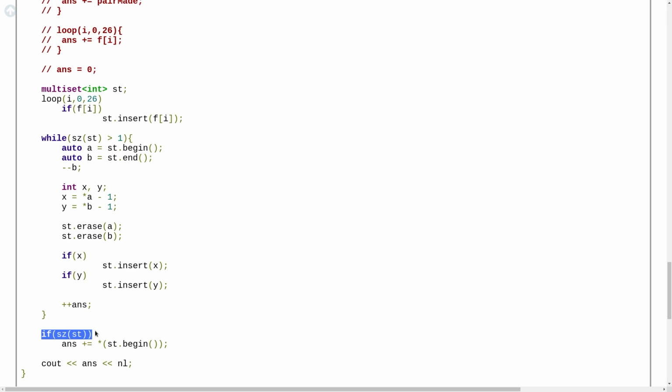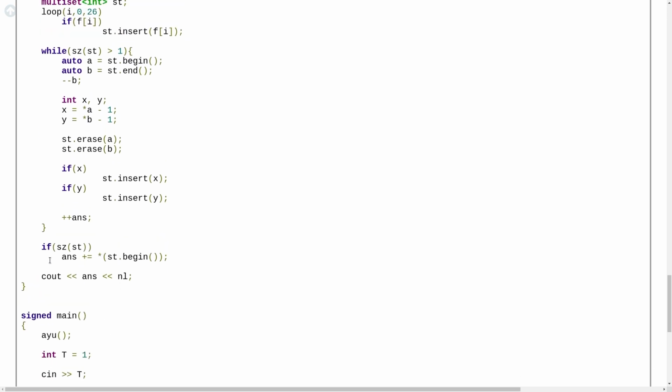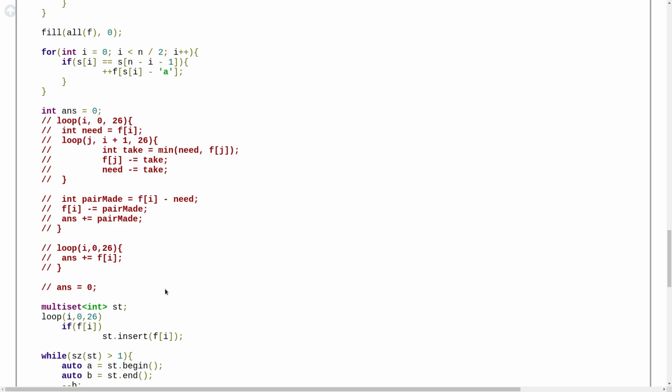Now if the size of the multiset is greater than 0, that means there is one element remaining in the multiset. I'll just add that particular value to my answer, and I'll print my final answer. So this would be the solution for this particular problem.